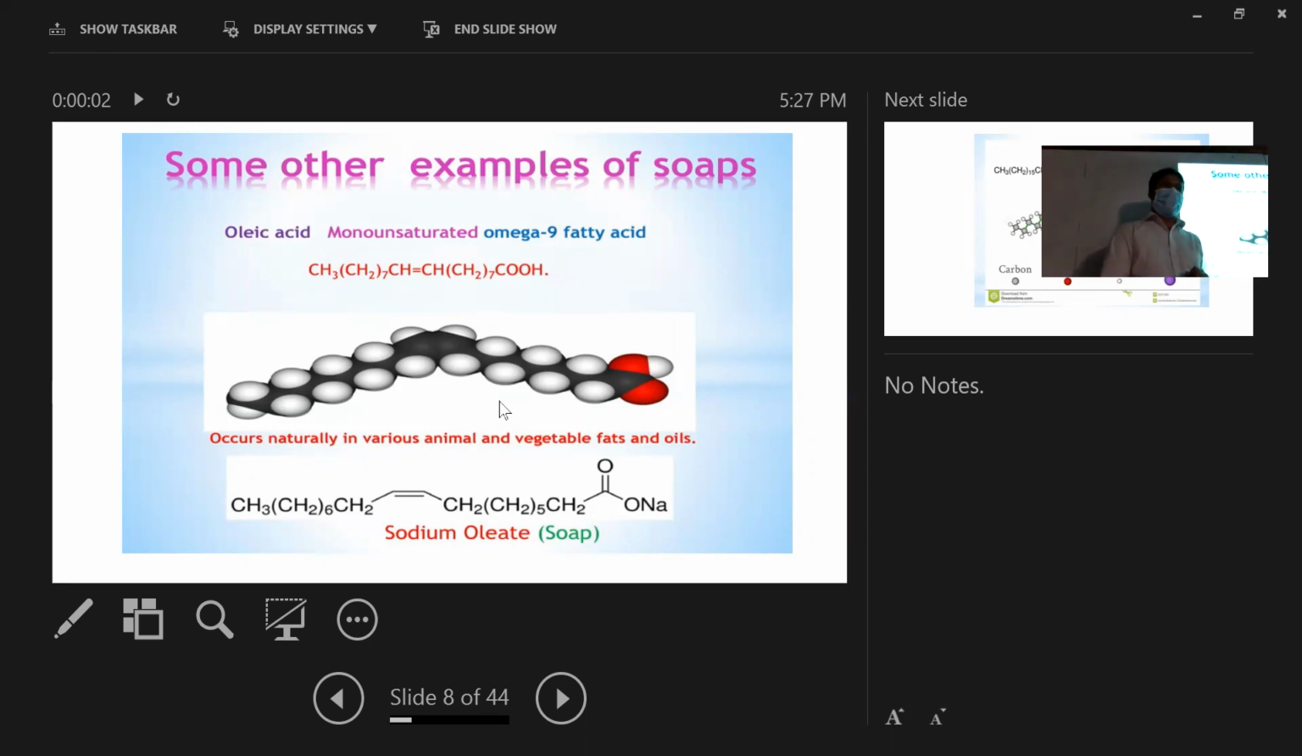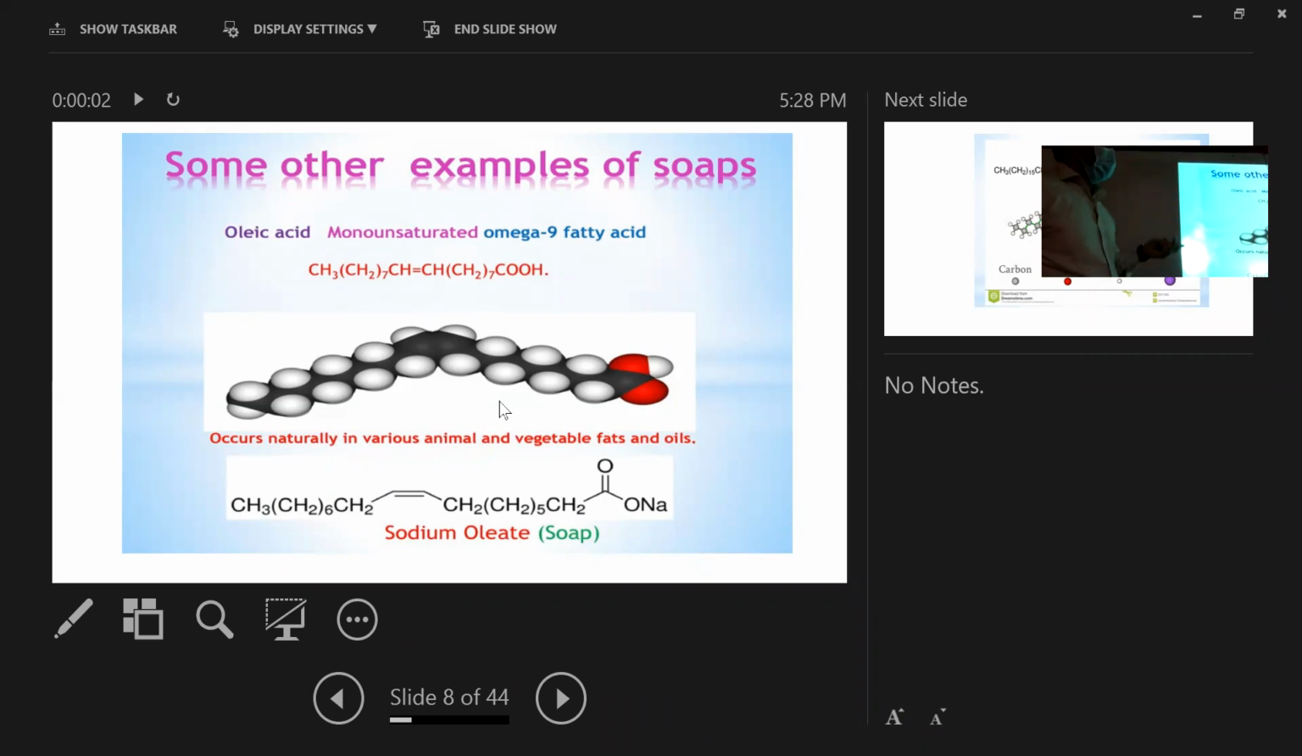Therefore, people are interested in the unsaturated one, more interested in the unsaturated one, but the availability of these types of unsaturated oils is not very high. Therefore, you have to spend more money. So, oleic acid, a monounsaturated omega-9 fatty acid.